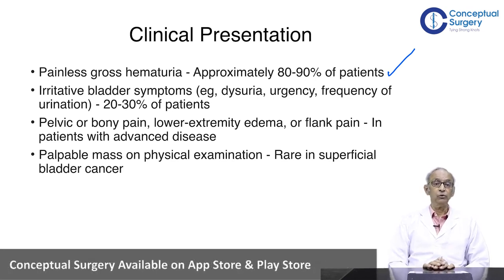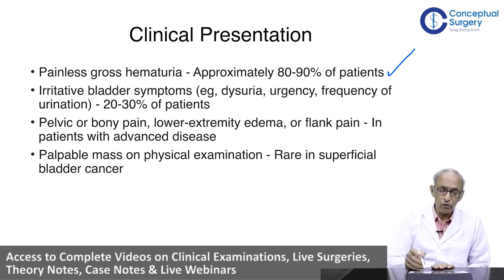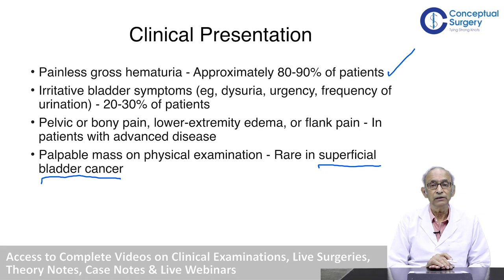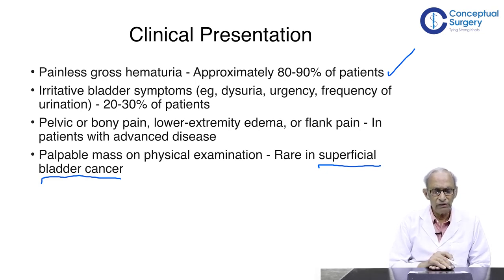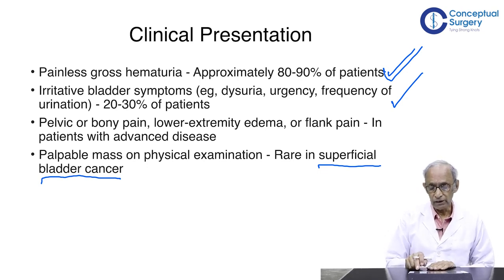But it is very rare for you to have a palpable mass on physical examination. It is rare, and definitely not so in superficial bladder cancer. What is this? We'll talk about it later. Usually this mass is because of either the presence of a large clot in the bladder or some kind of retention which is going on, and that gives rise to a palpable mass on physical examination. So this is rare. So the thing to remember is this gross hematuria, and next is to remember the irritative symptoms. These are important clinical presentations.